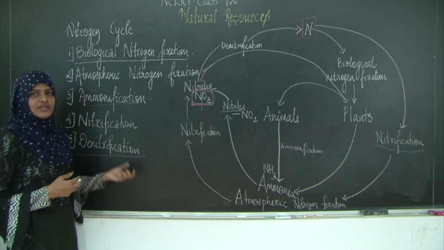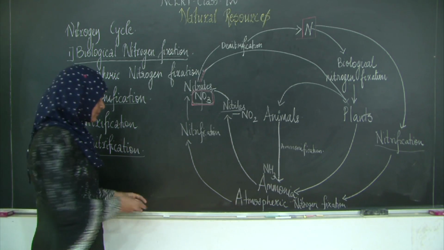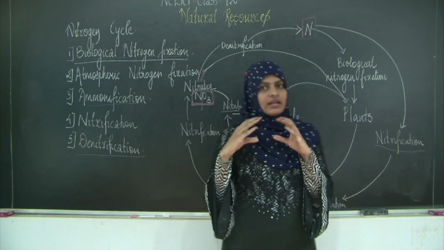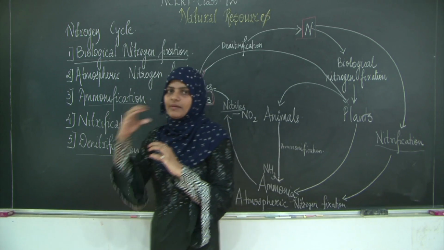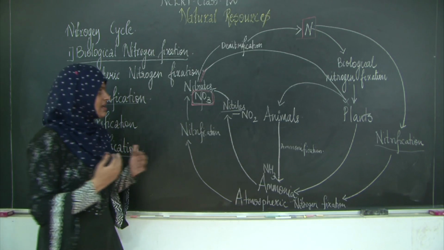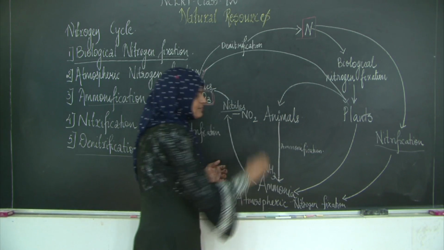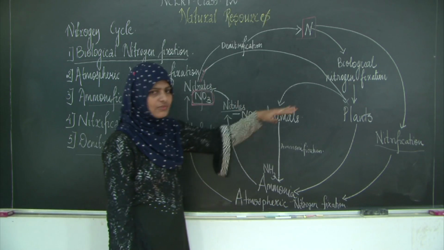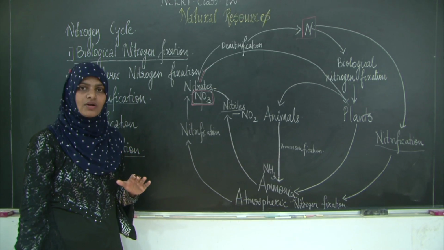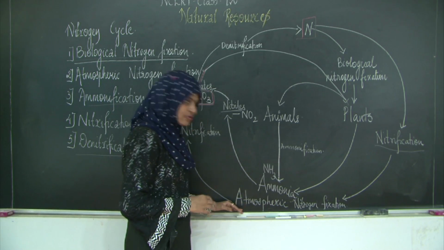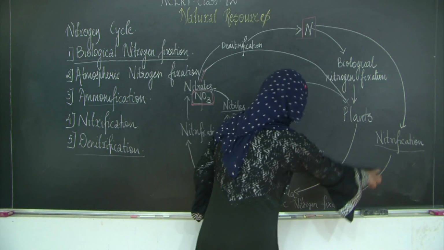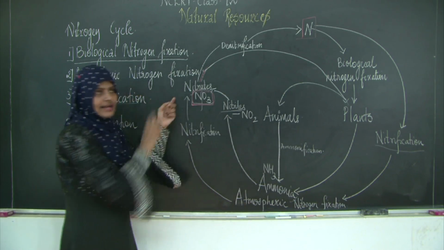So these are the 5 major steps of the nitrogen cycle. So first let us recapitulate what is there. The atmospheric nitrogen, that leguminous plants will take due to biological nitrogen fixation. Okay. It will go into the plant body and the plants will be eaten up by the animals. The other way is industrial or atmospheric nitrogen fixation, in which the nitrogen gets mixed with the oxygen due to thunder and lightning, that is nitrification, and gets converted into nitrates.